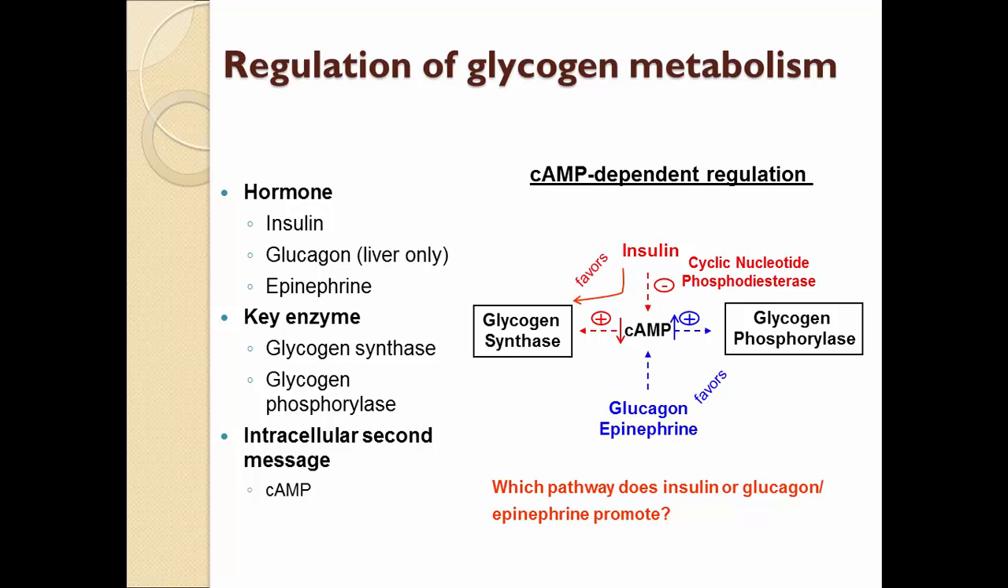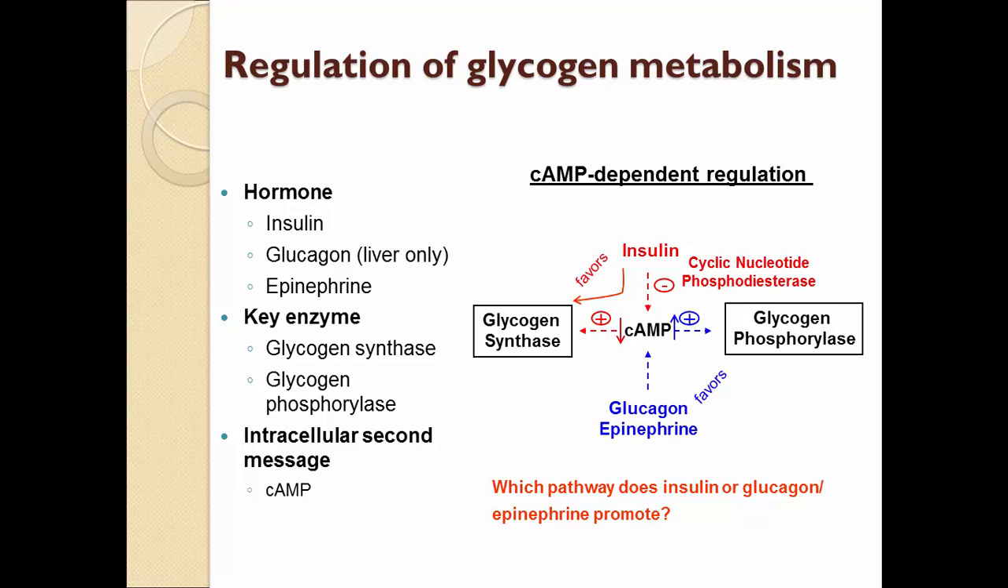So just try to remember the cyclic AMP again is the key molecule, and the levels can regulate the two key enzymes. Again, increased cyclic AMP regulates glycogen phosphorylase activity, and promotes glycogen breakdown.